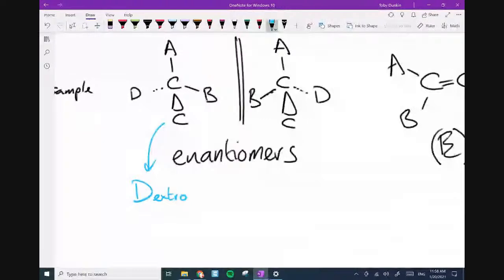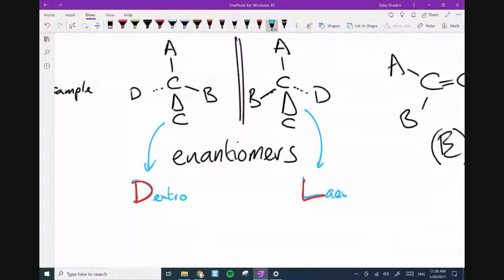And dextro in German, I think, means right. The other one is the letter L. And the L stands for levo, which, surprise, surprise, means left.